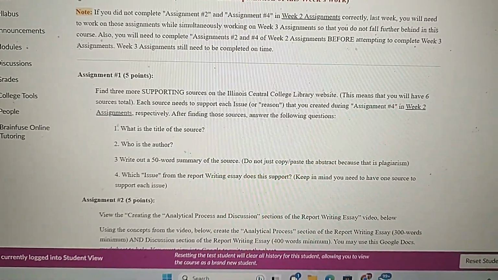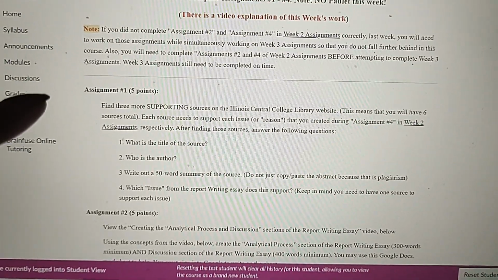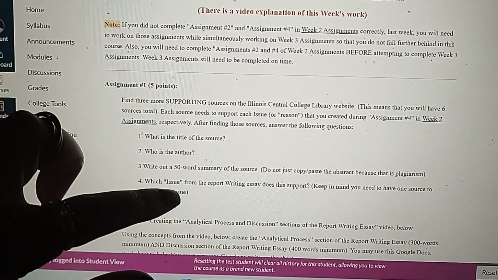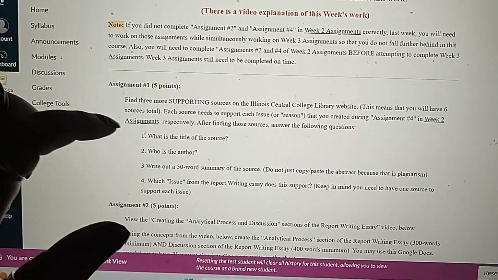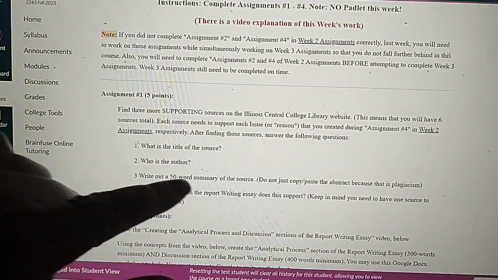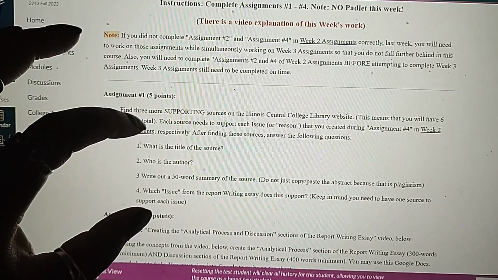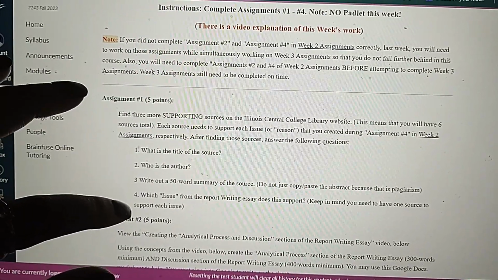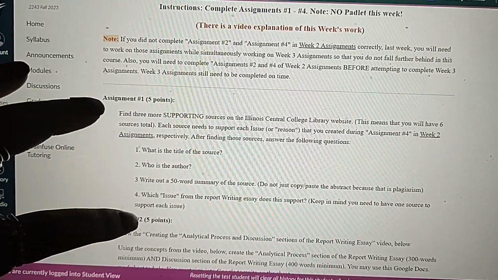I know this doesn't make sense with me explaining it, but after you find those sources, I need you to answer these 4 questions. This last one's kind of okay. I think this is the one that's not a question. But anyway, you're going to answer all these questions about each source. So each source is answering 4 questions, okay?